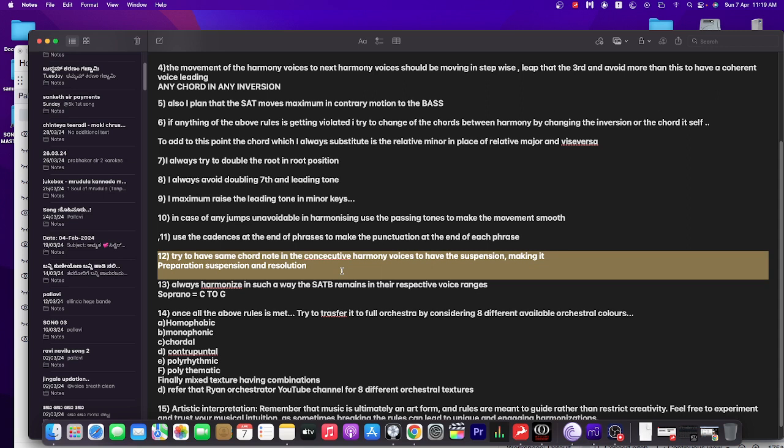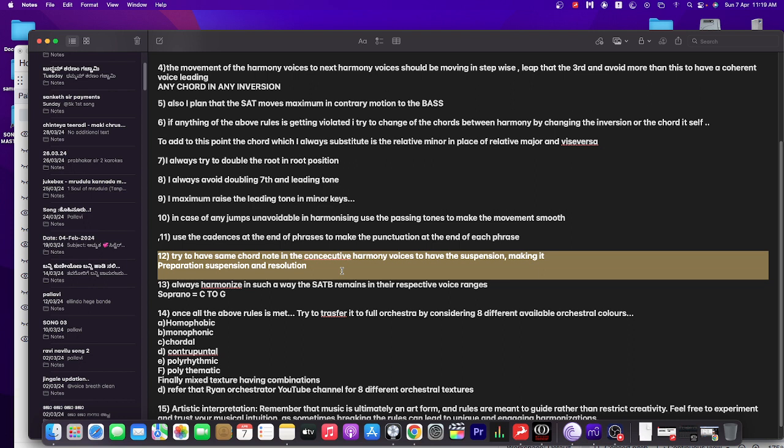So very simple, I'll tell. When you're changing from one chord to the next in the harmony voices, if any of the notes is similar to the next chord, try to keep the same voice, the same note, in the next chord itself. For that you can use any inversion, maybe first inversion, second inversion. So this is the 12th point.